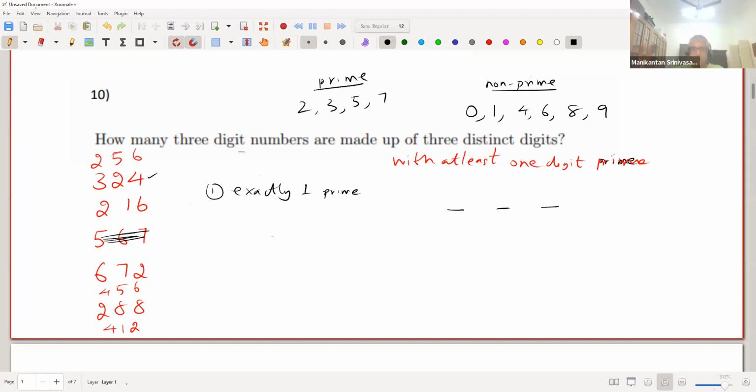So you have to be careful with 0 also, right? So with exactly 1 prime, exactly 2, okay fine, we'll do exactly 2 primes and exactly 3 primes, those 2 cases, right? With exactly 1 prime, okay, first let's keep it simple. Let's take with 0 and without 0.